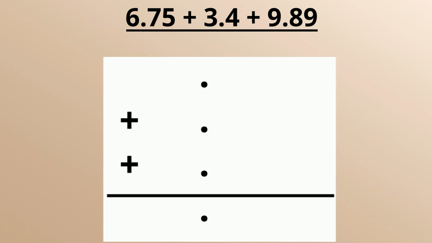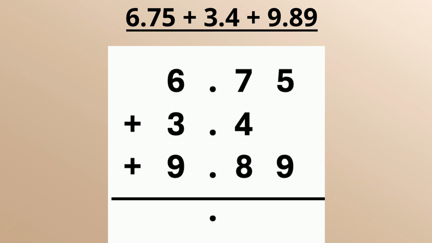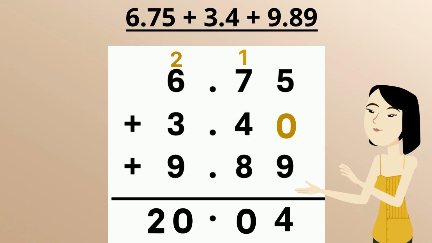Another one. In this question, we are adding 3 numbers. Easy. We align all the decimal points, then the digits. We can see one gap, so we fill it up with a 0. Now we can start our addition. 5 plus 0 plus 9 is 14. We write 4 and carry 1. 1 plus 7 is 8. Plus 4 is 12. Plus 8 is 20. We write 0 and carry 2. 2 plus 6 is 8. Plus 3, that is 11. Plus 9 is 20. Answer is 20.04.